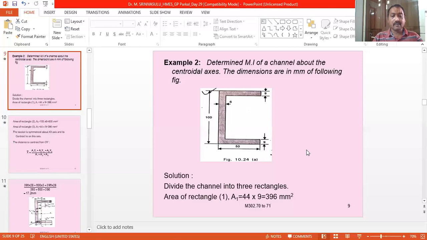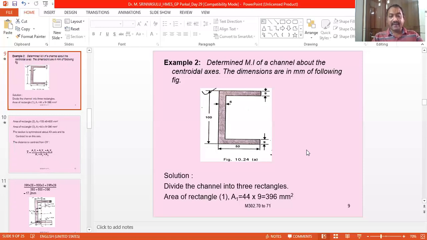Now coming to the solution, divide the given channel section into three rectangles: rectangle 1, that is the bottom rectangle, rectangle 2, that is the middle web, and rectangle 3, that is the top rectangle, the top flange. So the bottom flange, the web, and the top flange. Starting from the bottom, 1, 2, 3 rectangles.